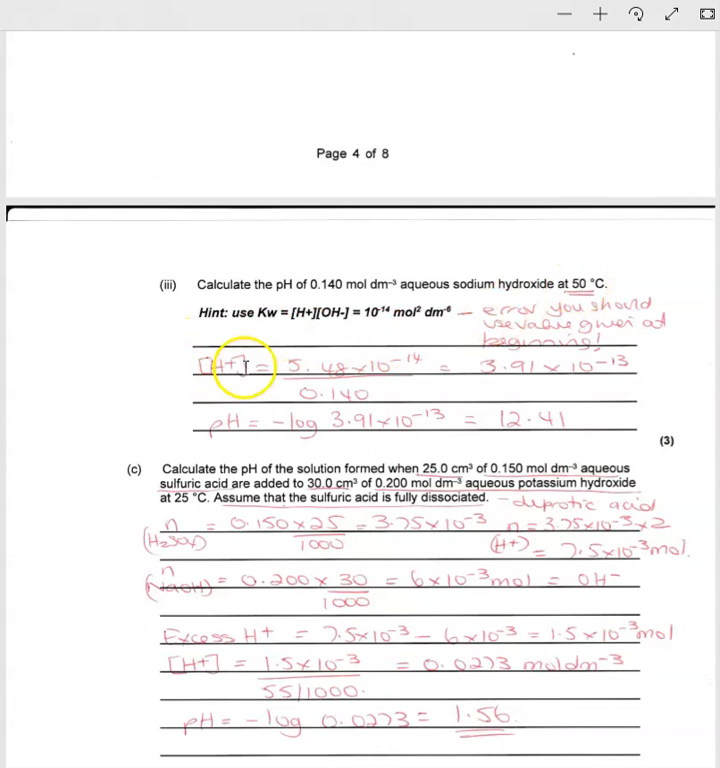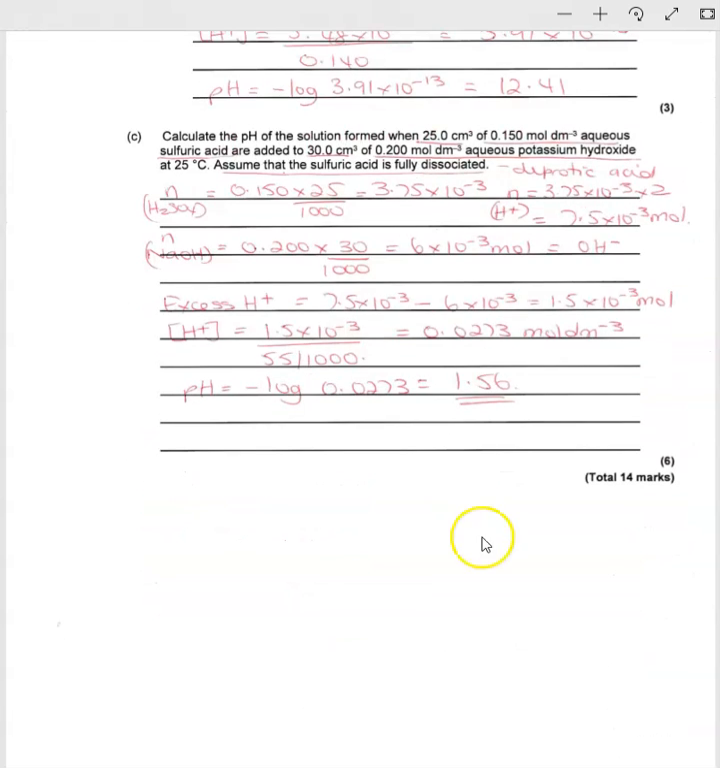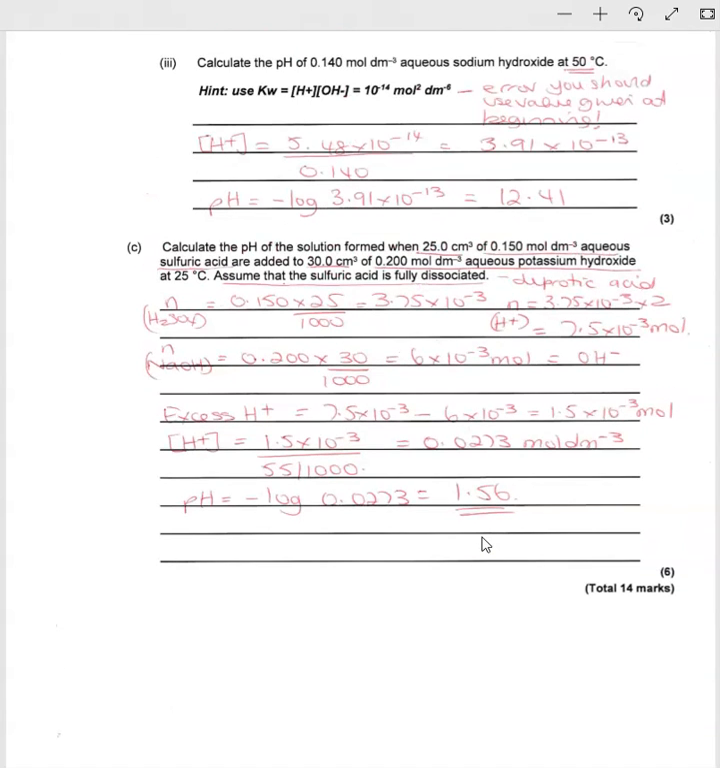So yeah, that's our Kw, that's our concentration, and because it's total dissociation, it's very straightforward. That's now your concentration of H+, and there's your pH. And then the last part of the question, again, is another 6 marks, so you know it's going to be a little bit drawn out.